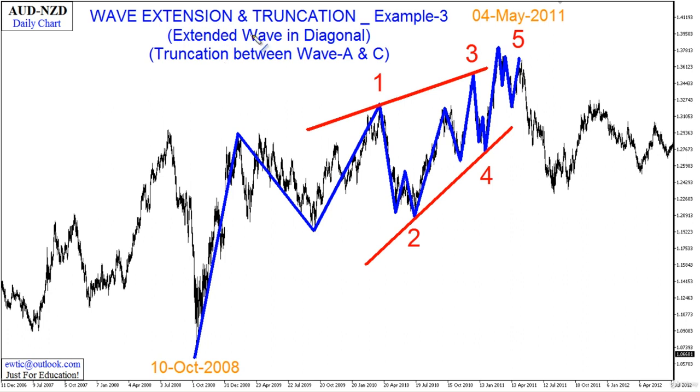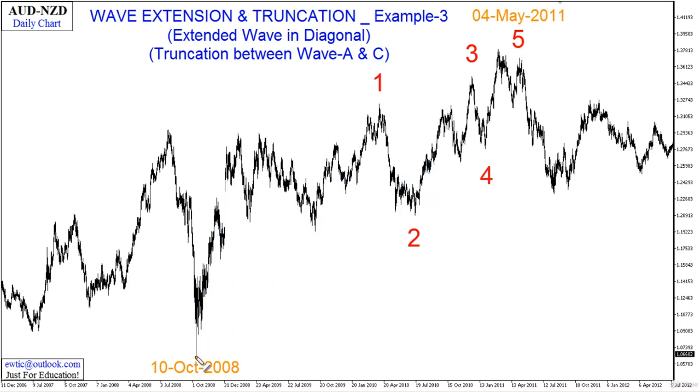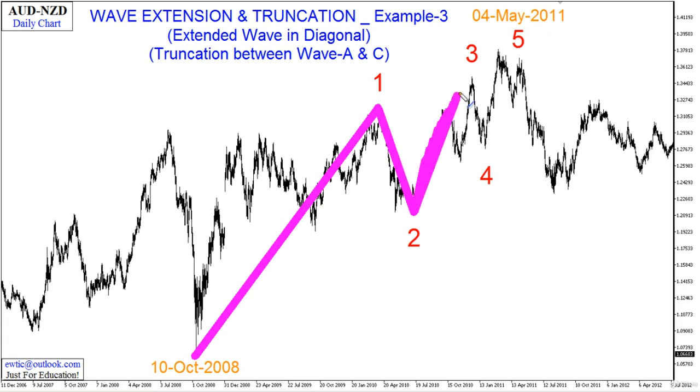And what about the extended wave in the diagonal? This wave 1, folks, look at this, guys, look at this move. Let me draw singular price moves here. This is wave 1 of the diagonal, right? Wave 2, wave 3, wave 4, and wave 5, right? This is wave 5, not this one, right? There is a truncation here between wave A and wave C.